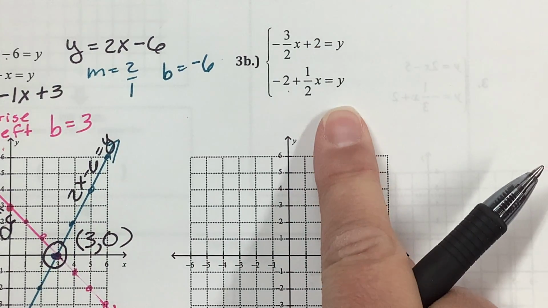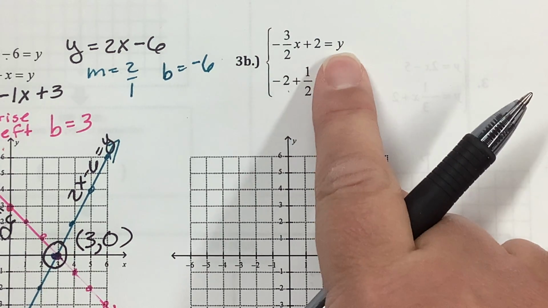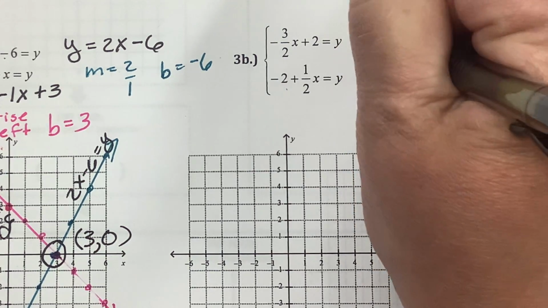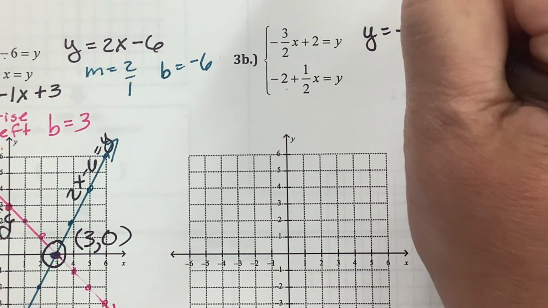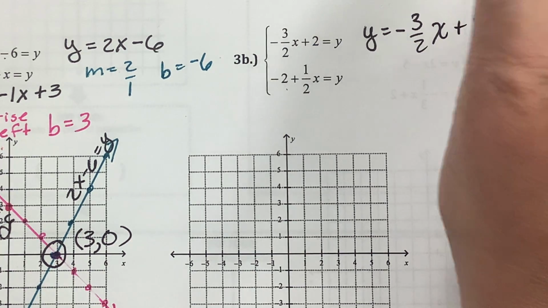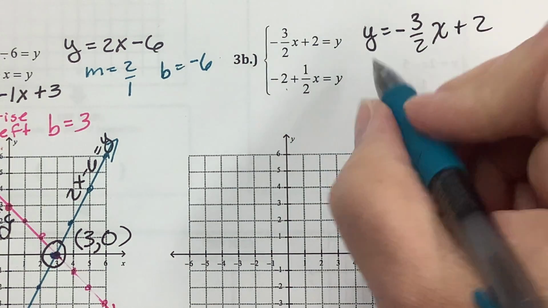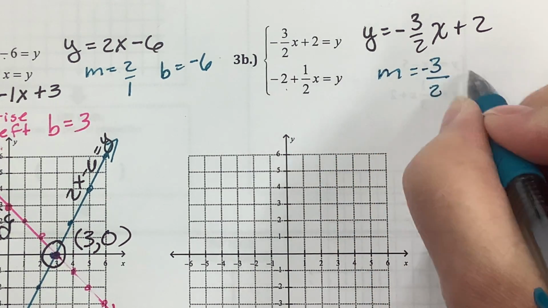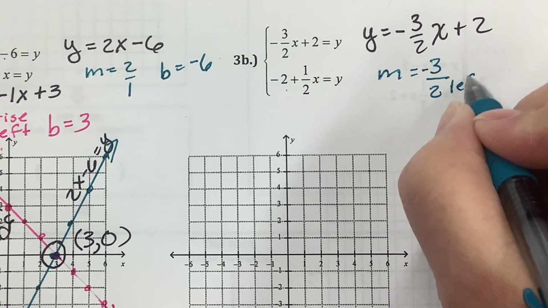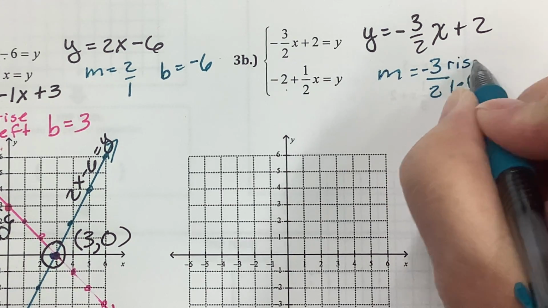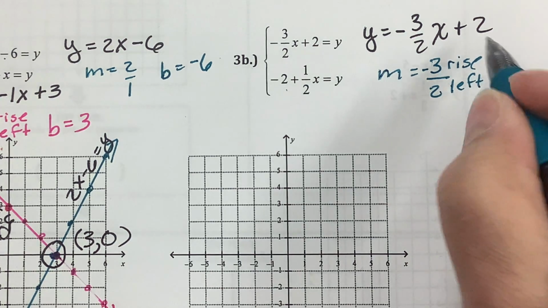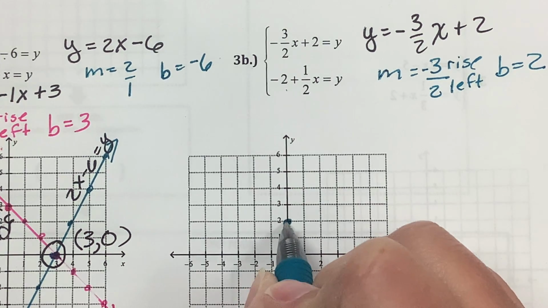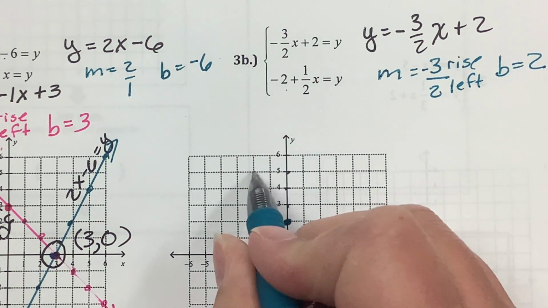this one. Now this is the same, I just have to flip-flop and put the y on the other side. So I get y equals negative 3 over 2x plus 2. So that means my slope m is negative 3 over 2. So I'm going to rise 3, but I'm going to go left 2. Rise 3, left 2. Be careful. But I'm still going to begin at 2. So I'm going to begin at 2, and I'm going to rise 3 and go left 2.